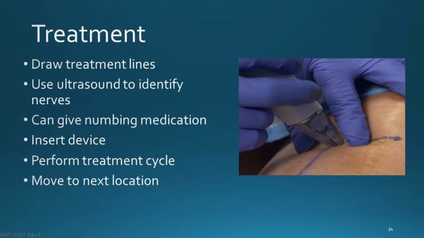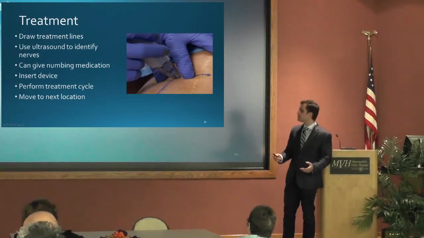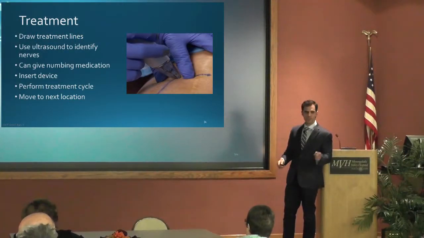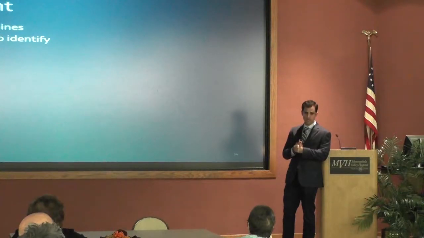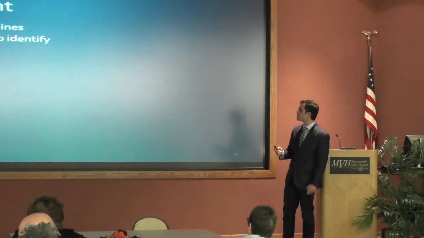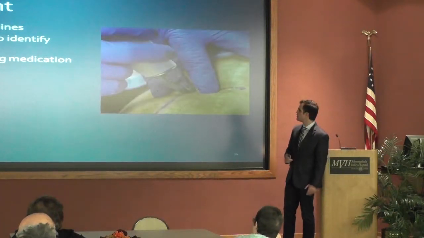This is how it's done. Treatment lines are drawn in the area based off landmarks in the knee. Ultrasound can be used to identify the nerves. We recently just switched over to using ultrasound, which makes the treatment much quicker and easier for patients in general. Can give numbing medication beforehand to the area. The device is inserted.